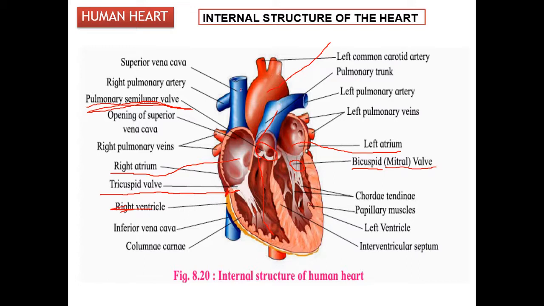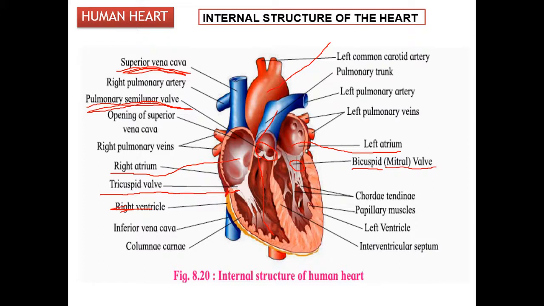Here you can see there is a superior vena cava. In the external structure of the heart, we have seen the superior vena cava and inferior vena cava. Inferior means lower, and superior means higher. The vein present on the upper side is known as the superior vena cava, and the vein present on the lower side will be known as the inferior vena cava.